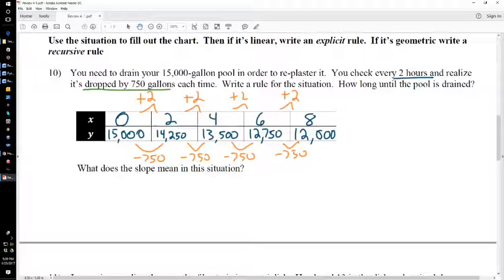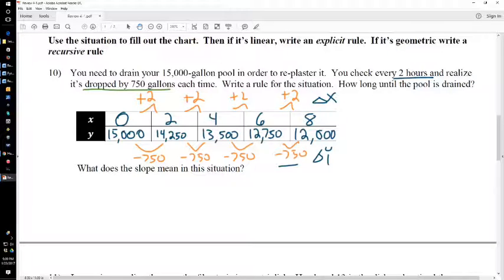All right. So that's the table of what's going on, and we can see that it's linear already. You can see that it's linear, where our change in x is by 2, and our change in y is by negative 750.